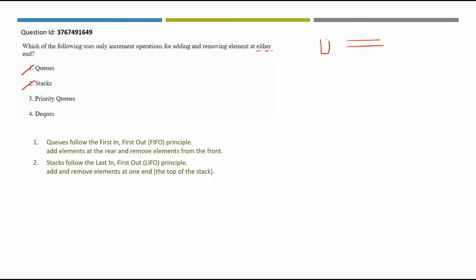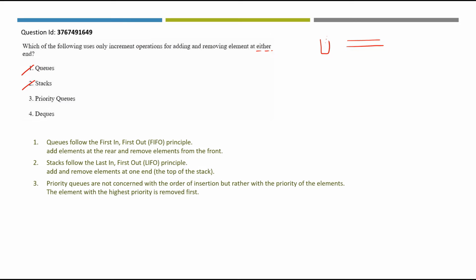We have already ruled out stacks. What about priority queues? Priority queues are not concerned with the order of insertion but rather with the priority of the elements. The element with the highest priority is removed first. So it is not about any end, it's just about the priority. So definitely 3 is also not the answer here.